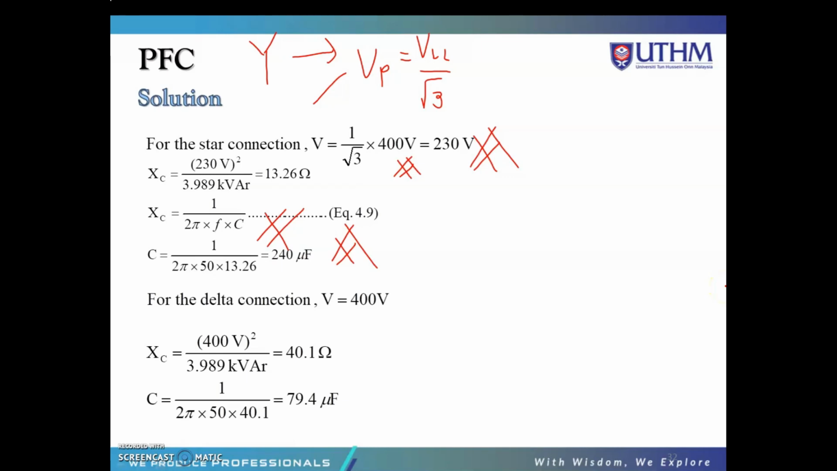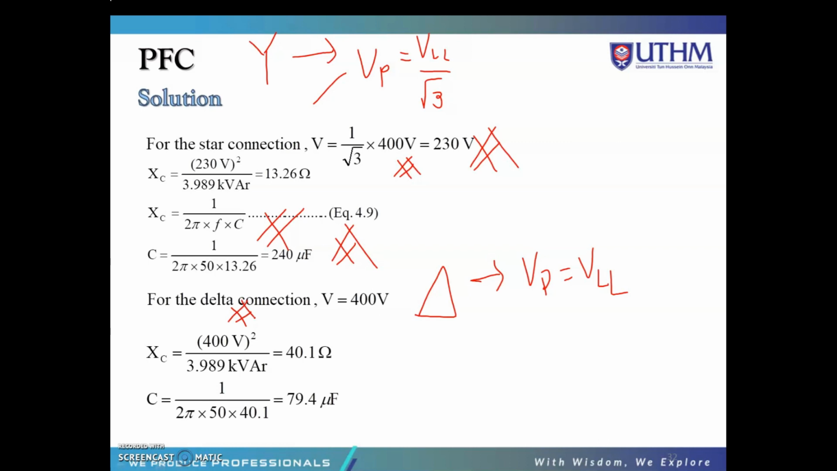Okay, so you have C, the equivalent capacitance, of 240 microfarad for the star connection. For the delta connection, V phase is equivalent to V line to line. So here it is 400 volt squared divided by 3.989 kVAR. Then you can get 40.1 ohms for the reactance. And then you calculate the capacitance, which is 1 over 2 pi times frequency times XC.